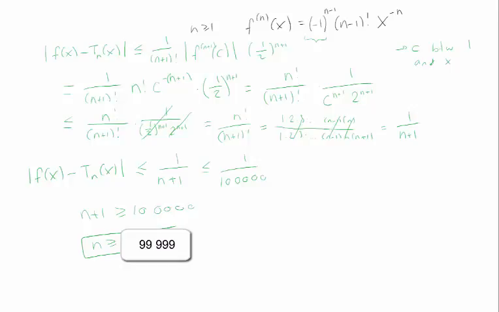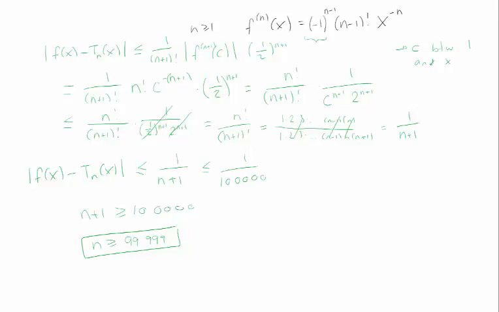And if you do this work up front, then you can guarantee that whenever you're using this computer program and you're plugging in x's that are between 1/2 and 1, that your error is going to be no worse than 1 over 100,000, or 0.00001. Okay, so I said 10,000 instead of 100,000, about 15 times there. Sorry about that.